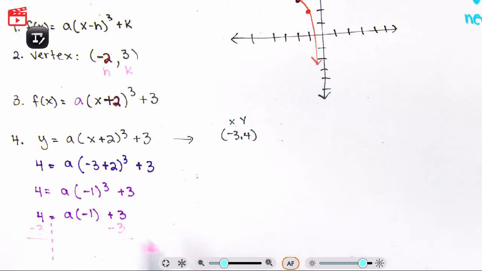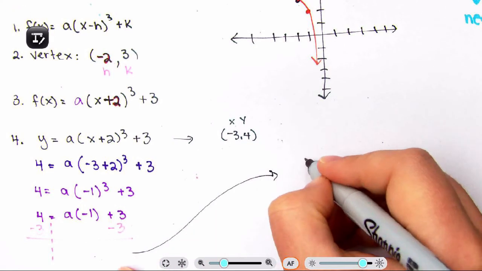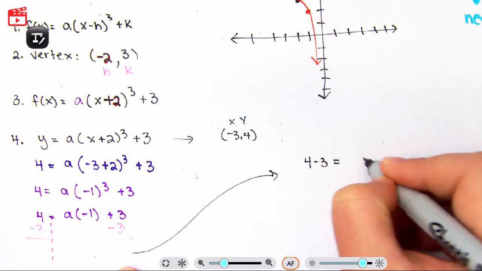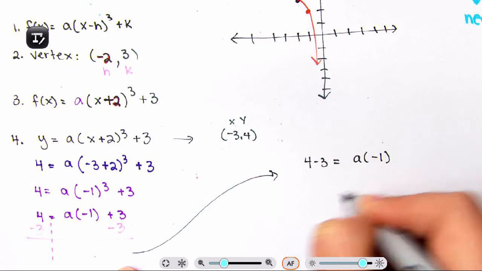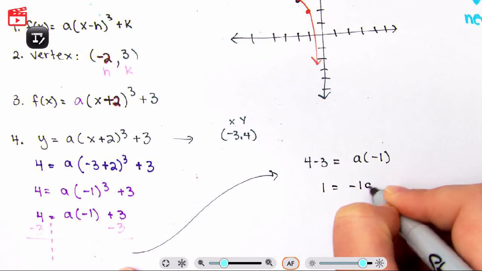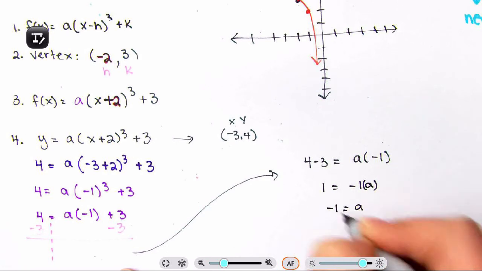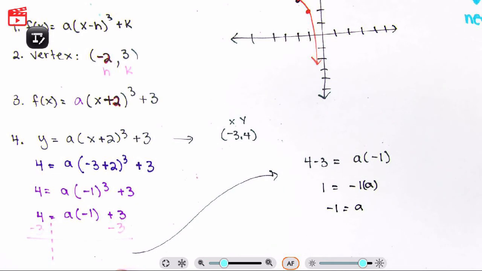Running out of room, so I'm going to continue writing a little bit off to the side. So I have 4 minus 3 is equal to a times negative 1. So that means I have 1 is equal to negative 1 times a, or you could just say negative a. So that means a is negative 1. So okay, that's step number 4. Figure out what a is.